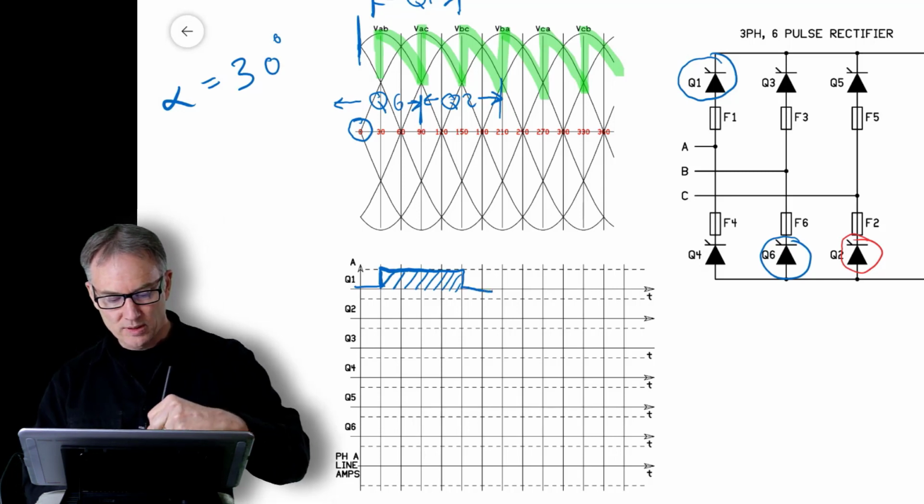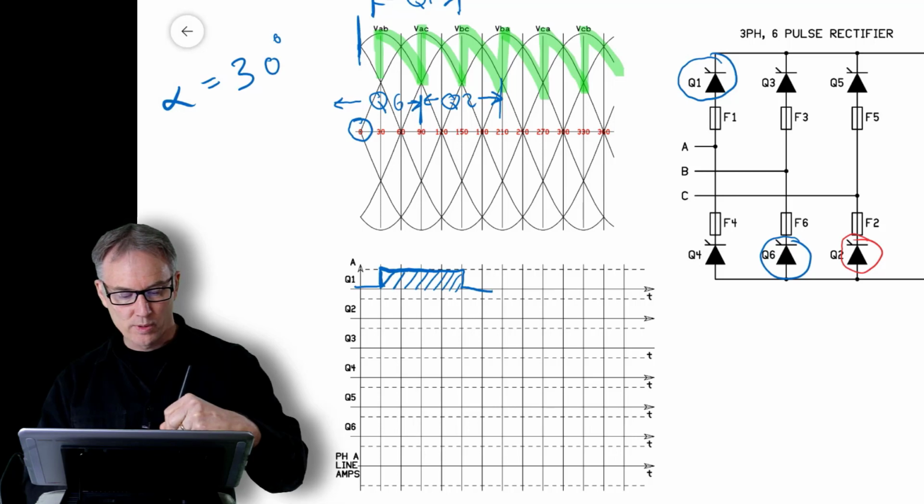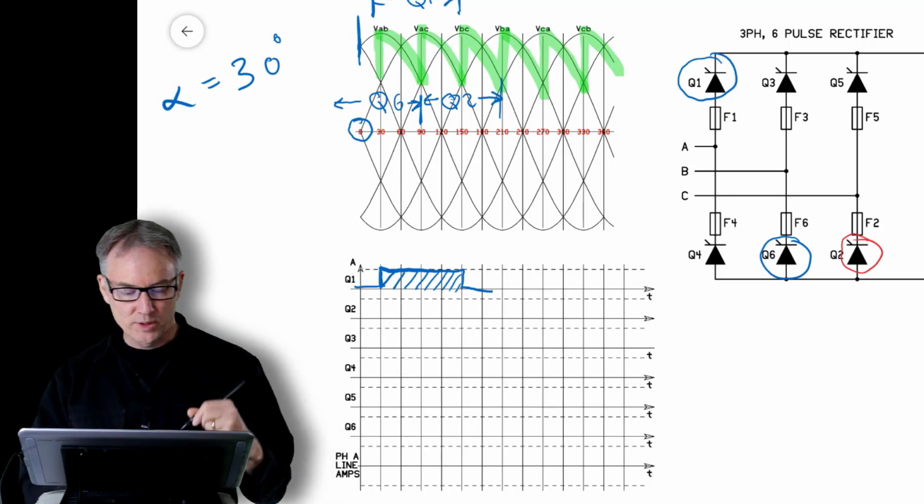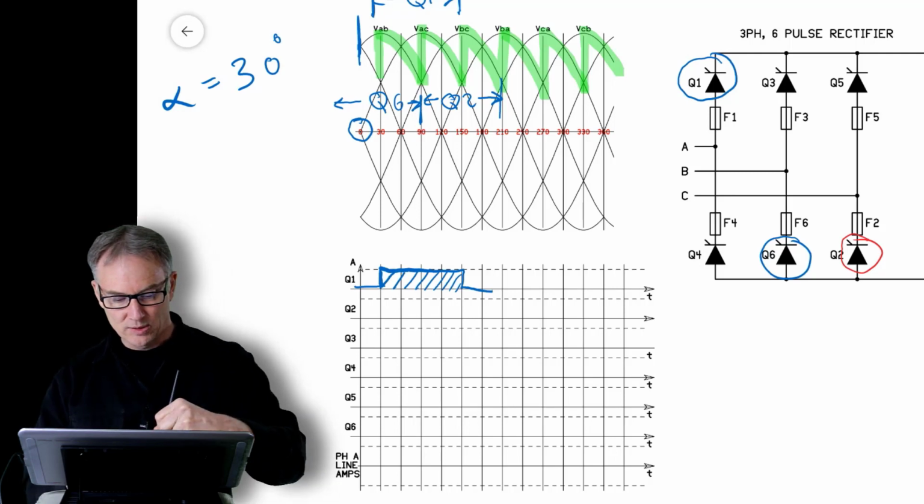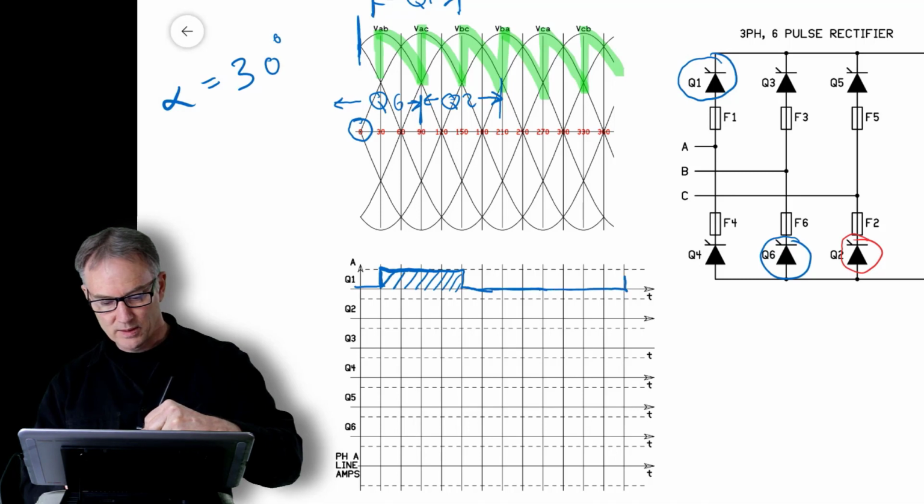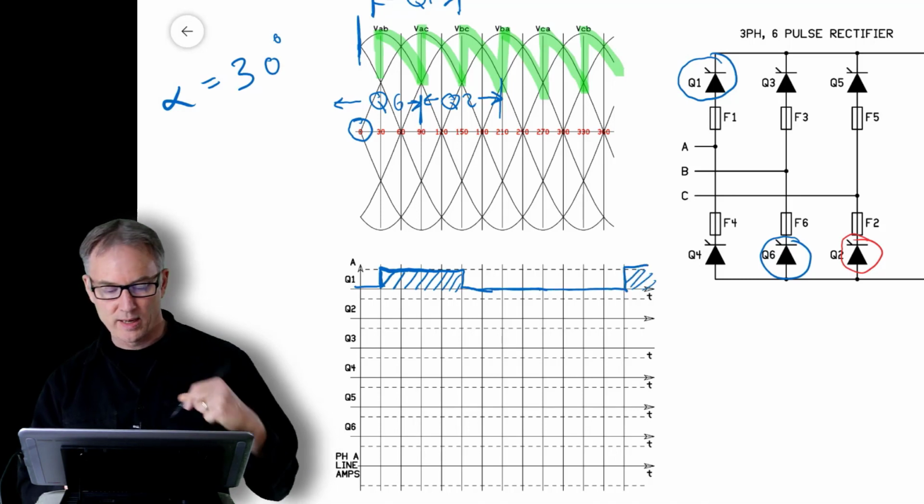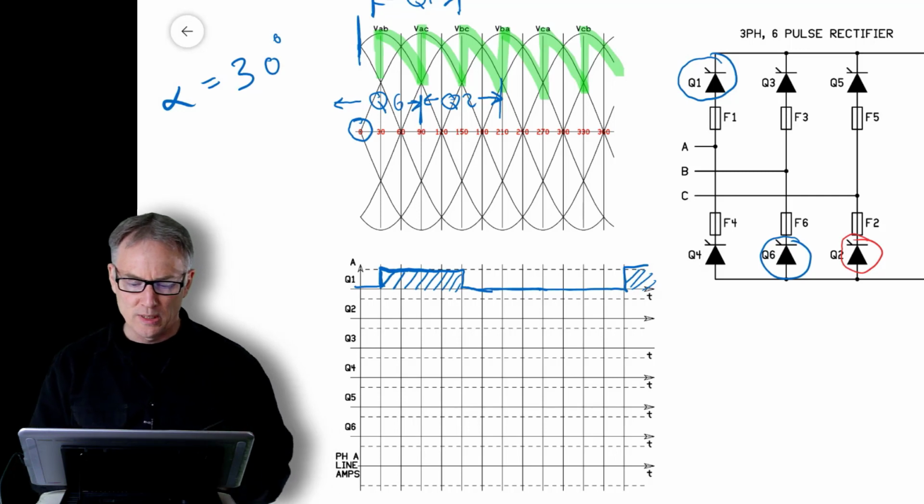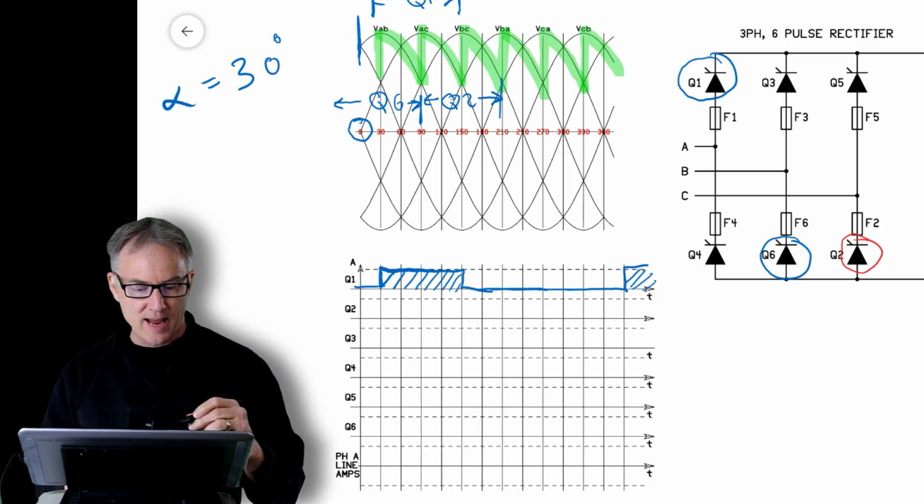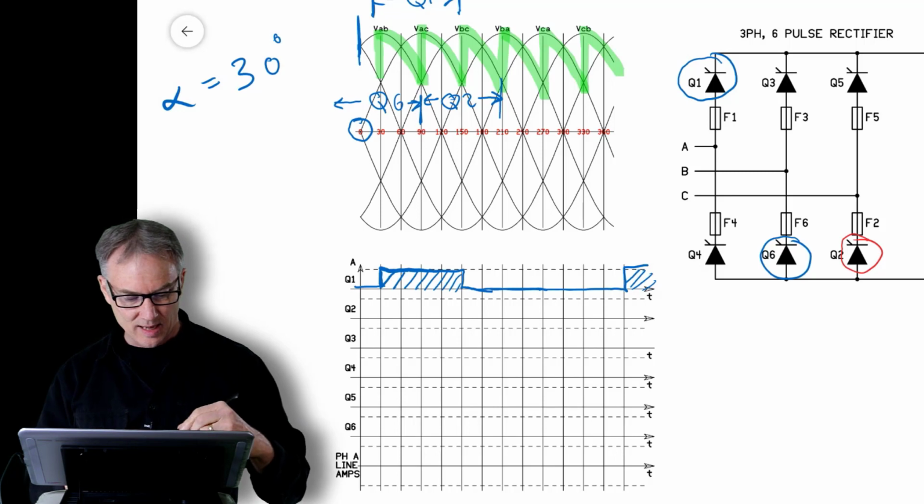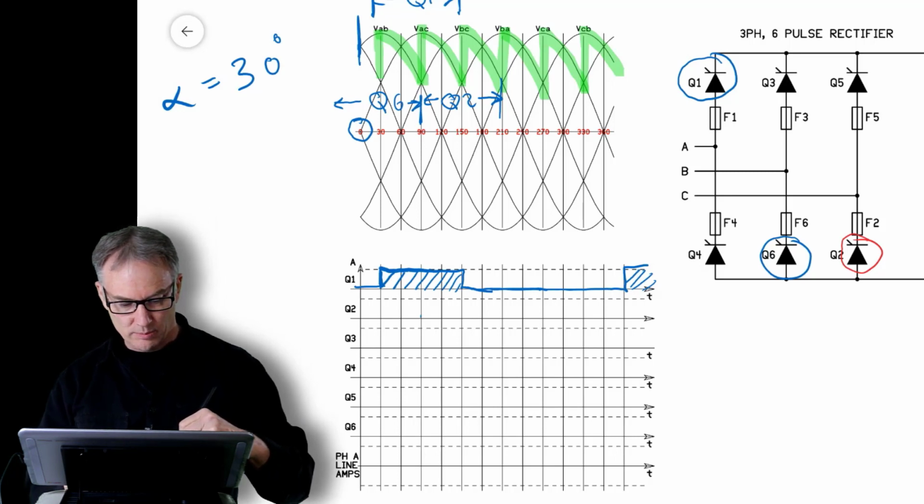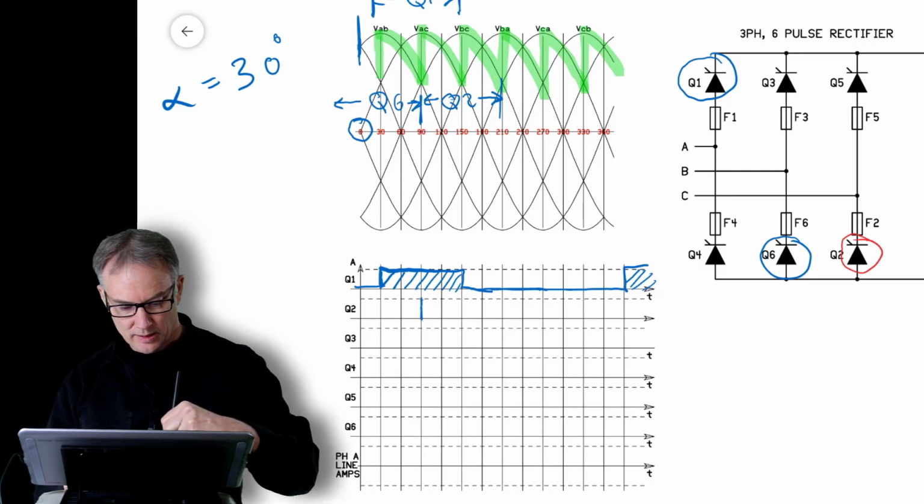So I know that I'm going to be off now for at least 240 degrees. So you're on for 4 divisions, and each division is 30 degrees. So this is going to be off here, then it's going to be off here, and then it's going to come on again there. Now what about Q2? Q2 is the return path in the second half. So we know that Q2 is going to be picking up the ball here and be on for 2 more cycles. So it's going to look like this.